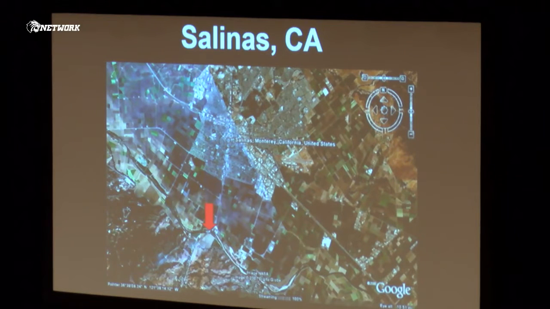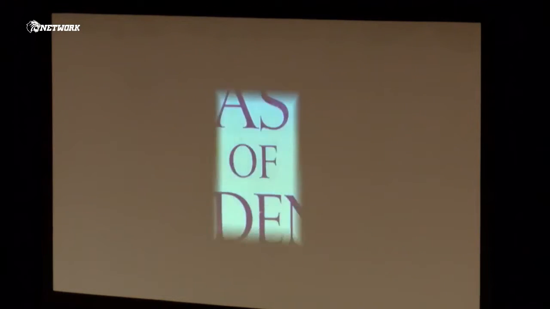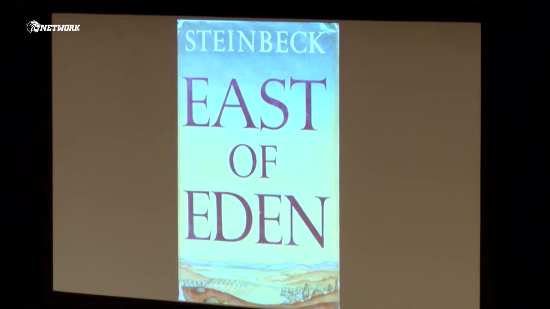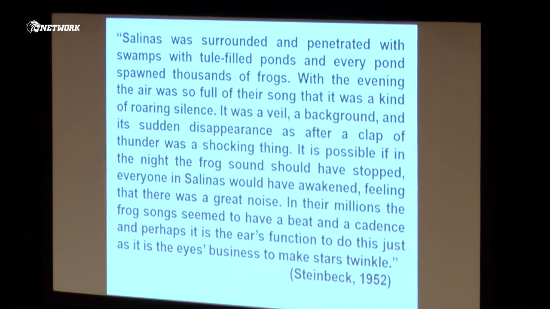85%. If you've eaten strawberries or blackberries from Driscoll's, you've eaten from Salinas. And I can tell you that the frogs living in the water that ran off of that food you ate aren't doing too well. I don't have time to talk about that today. But what I do want to point out is that I benefited from that liberal arts education, where I hated having to do stuff that wasn't science. But one of the benefits I found was in Steinbeck's East of Eden, because Steinbeck wrote about Salinas. He wrote, "Salinas was surrounded and penetrated with swamps, with tule-filled ponds, and every pond spawned thousands of frogs."